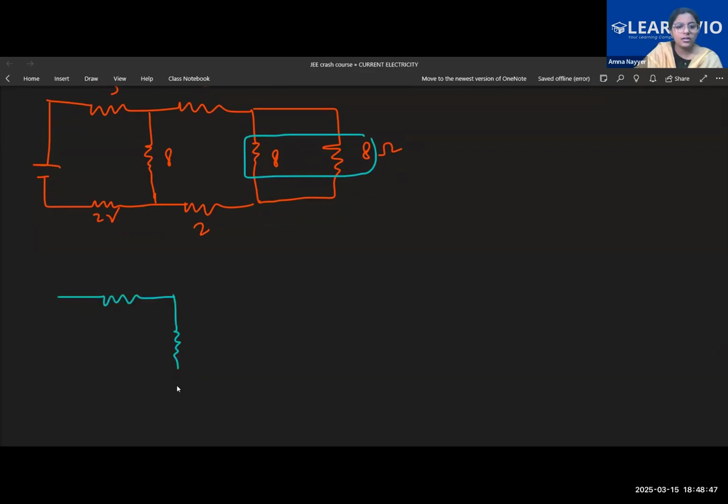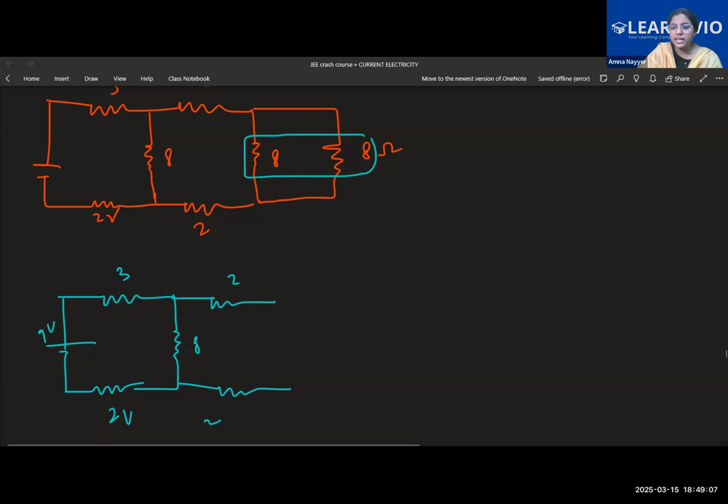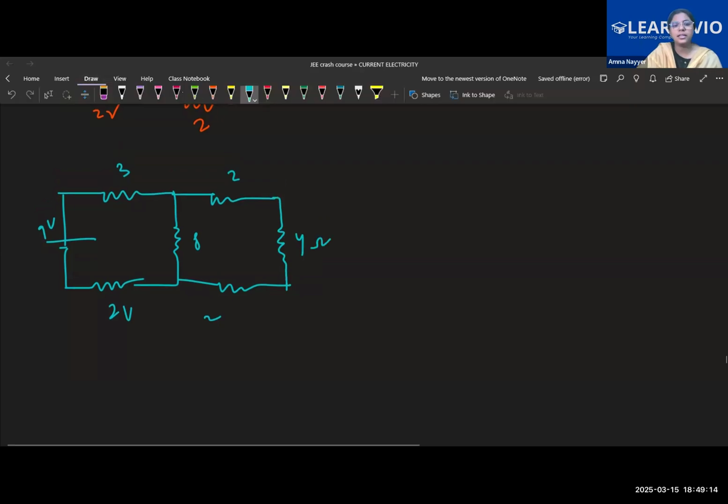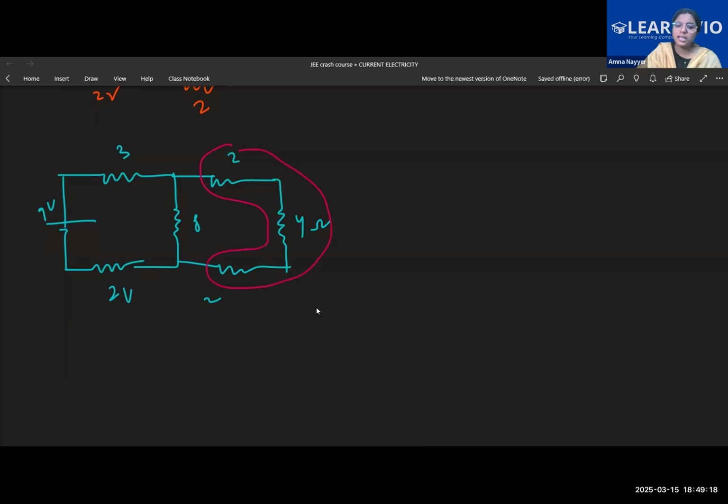We'll have this 8 ohm. We'll have this 2 ohm. I've written 2 volt, this is 2 ohm only. This is 9 volt. This is 3. This is 8. This is 2. This is 2. Now, instead of this 8 and 8, I can put this as 4. Right? Now, again, see, this is repeating. Same thing. 2, 4, and 2. They are again making 8.